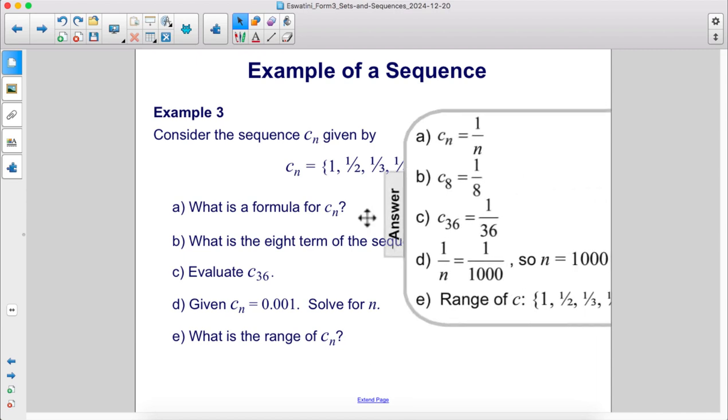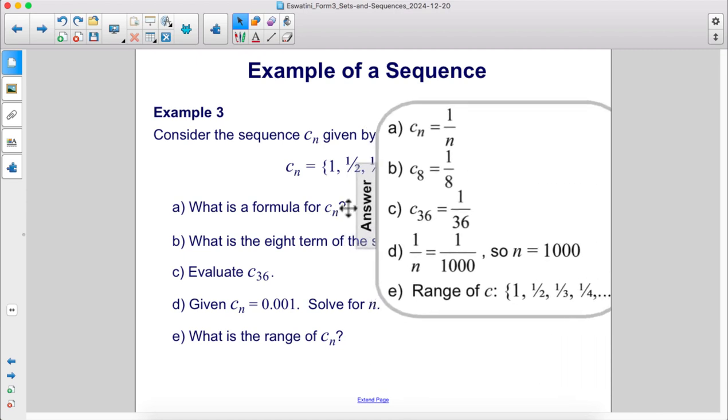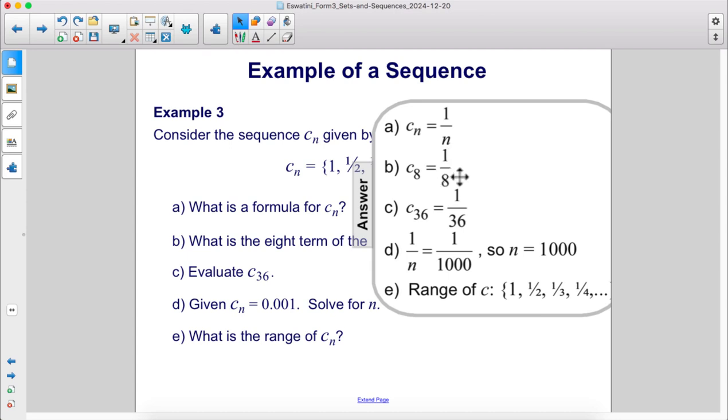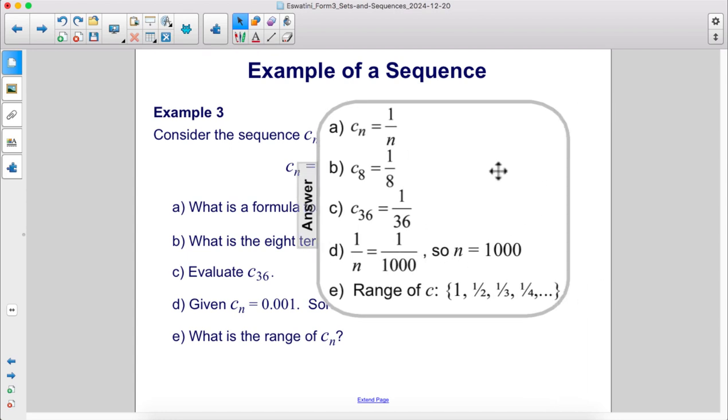Well, the formula is just going to be 1 over n. The 8th term, therefore, would be 1 over 8. The 36th term is 1 over 36. Since Cn is 0.001, which converts to 1 over 1,000, that means that this is the 1,000th term. The range is all of the values, 1, 1/2, 1/3, 1/4, etc.